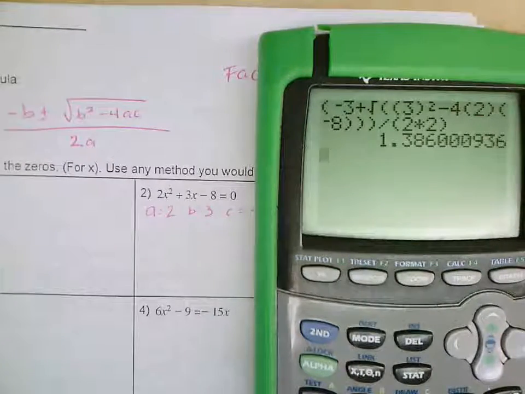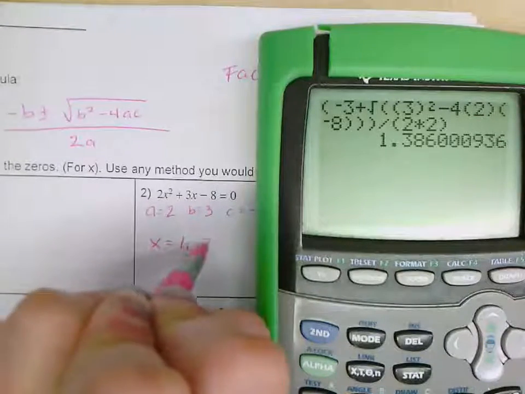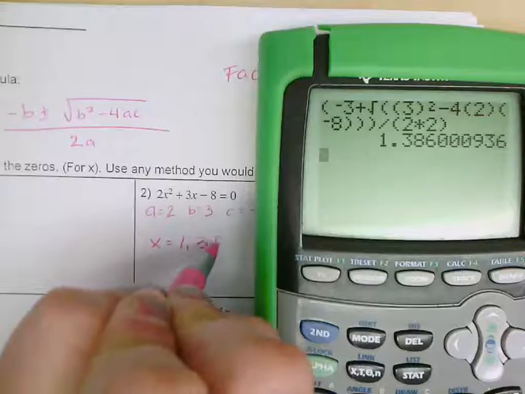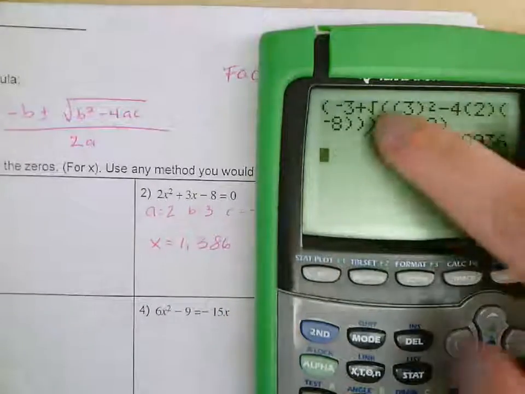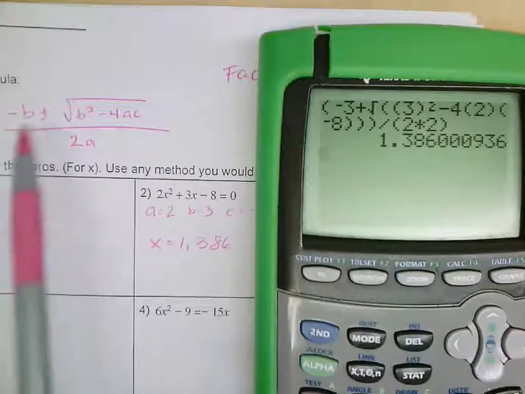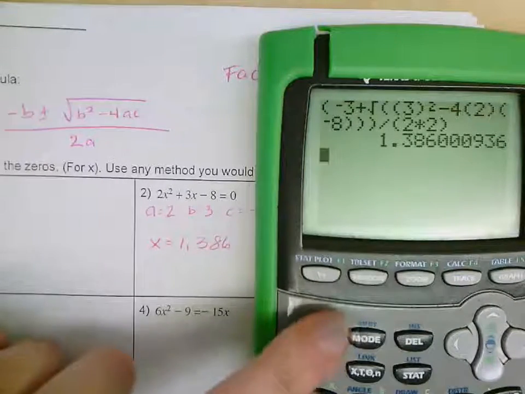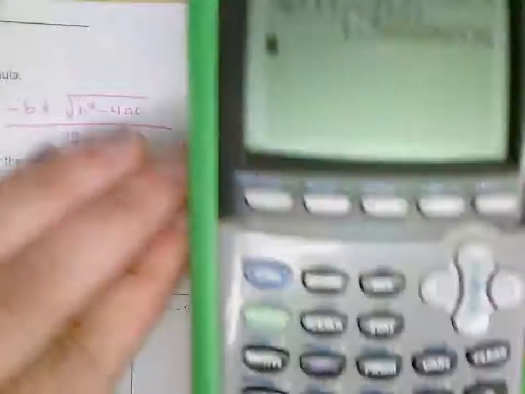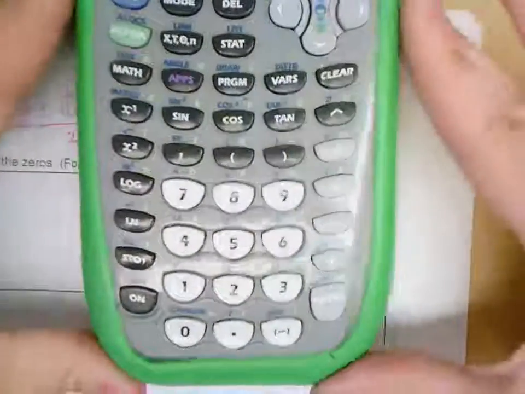So one of my answers is x equals 1.386, and we'll just end it there. Now that was when I used the plus for the quadratic formula, but our quadratic formula has this plus or minus. So I could go back and retype the whole thing, or if I want to save some time, I'm going to press second on my calculator, and then press the enter button, right above it, it says entry.